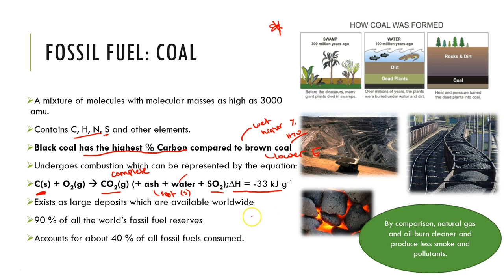Delta H is the amount of energy that's given off per mole of this equation, and we'll talk about thermochemical equations a little bit later on. But essentially this is saying that we get 33 kilojoules of energy given off for every gram of coal that we burn. Coal has been used extensively since the Industrial Revolution, the beginning of the railways.